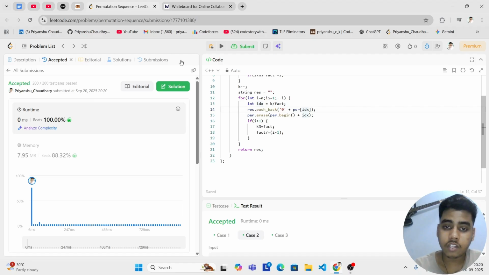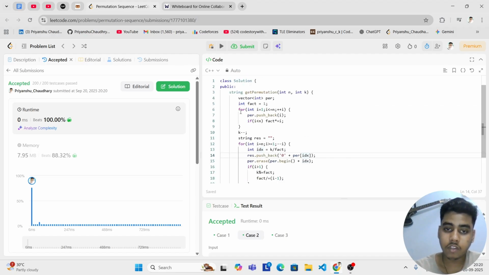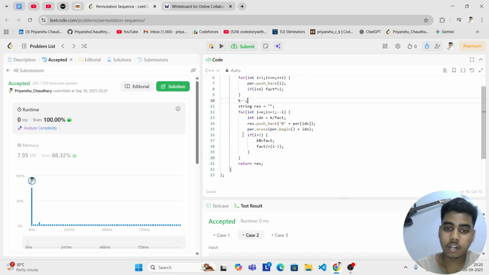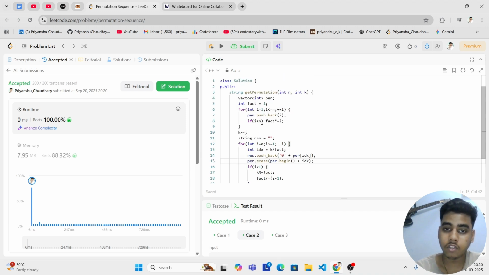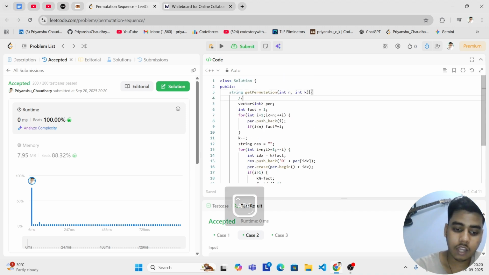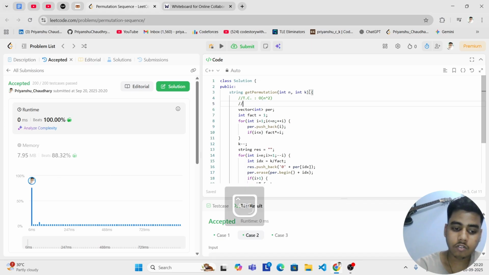And if I tell you the time and space complexity, we can see that we are running this for loop once, and inside this for loop, from 1 to n, we are erasing the element also, and the erase function takes big O of n time complexity. So we can say that the time complexity overall is big O of n square, and for space complexity, we are using space for storing the resultant string, so this will be big O of n.